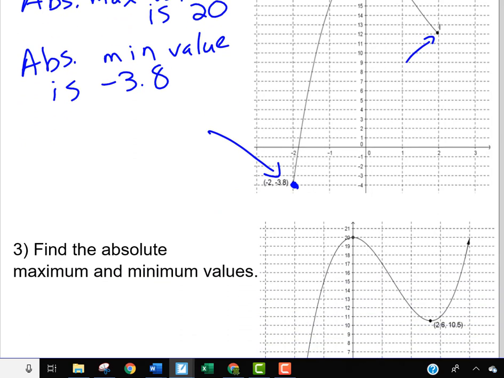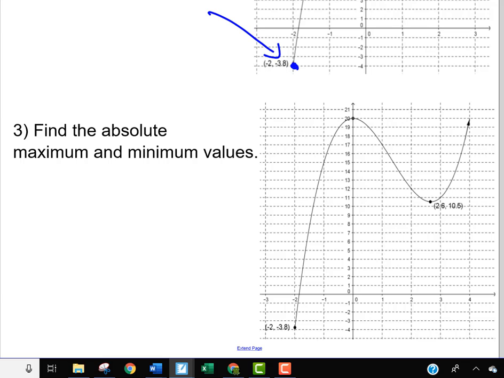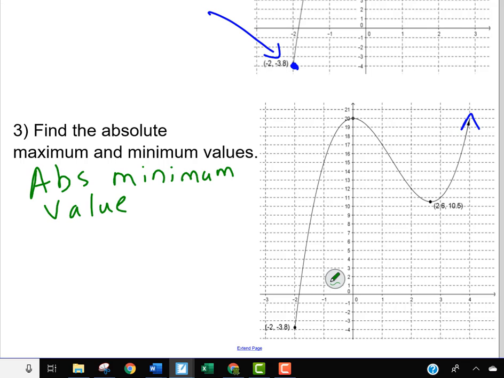If you look at our final example here, number 3, find the absolute maximum and minimum values. Well, it looks like the exact same graph, except there's an arrowhead on here. So if we're going to do absolute minimums again, the absolute minimum value, which is the smallest y value on the entire domain, is right here. That is the smallest y value. So the absolute minimum value has not changed from the problem we just did. It's still -3.8.